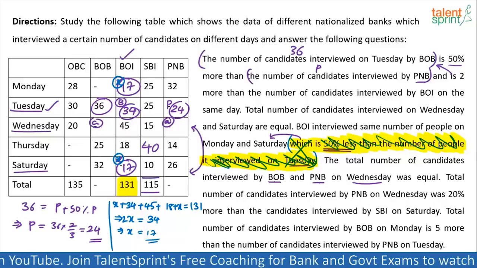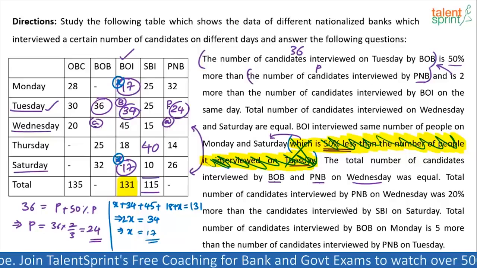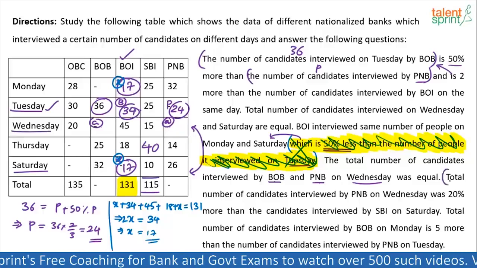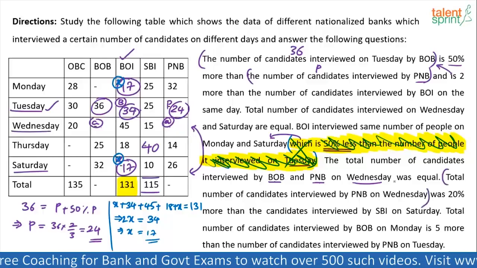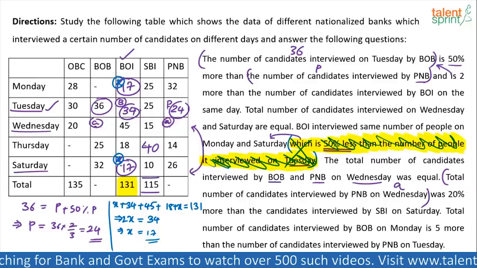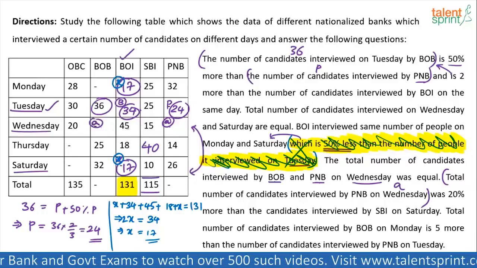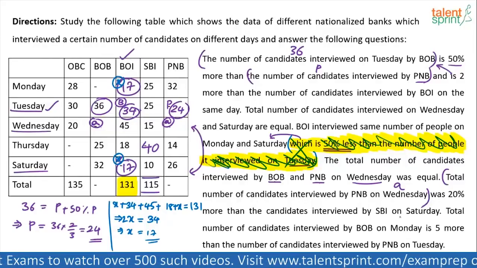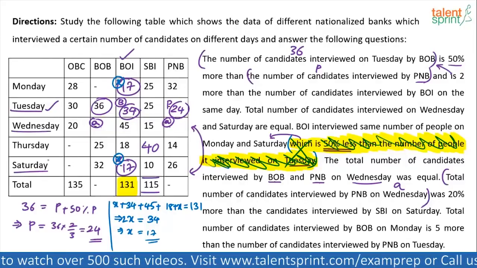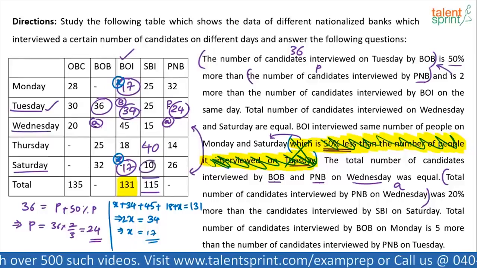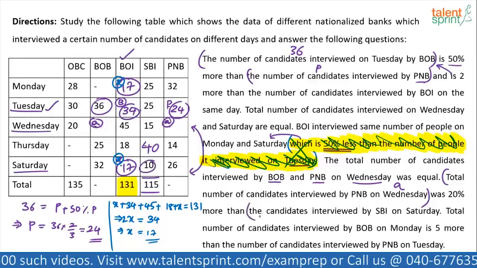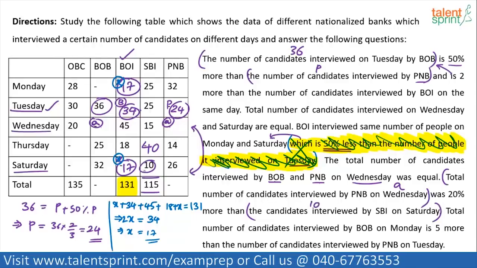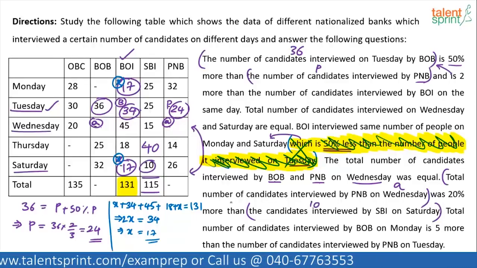Next point. Total number of candidates interviewed by PNB on Wednesday was 20% more than the candidates interviewed by SBI on Saturday. PNB on Wednesday is A. We've already used A here, right? The variable A, you can use anything. So A was 20% more than the candidates interviewed by SBI on Saturday. SBI on Saturday is 10. So A was 20% more than 10.